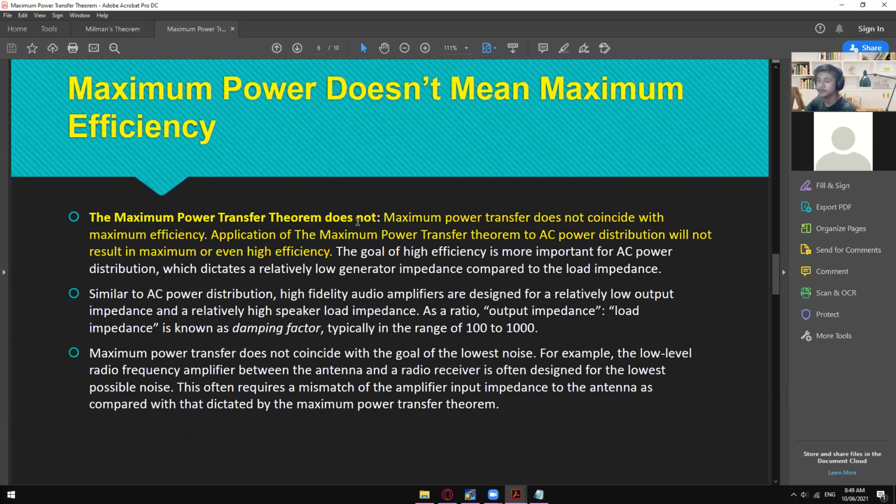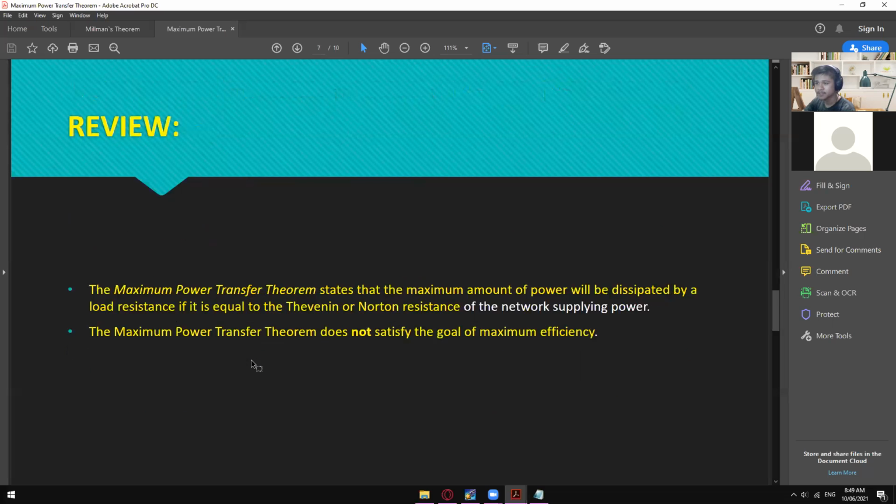So the maximum power transfer theorem does not coincide with the maximum efficiency. Application of the maximum power transfer theorem to AC power distribution will not result in maximum or even high efficiency. It only works if your circuit itself is an amplifier, like it's amplifying 10 volts to 20 volts, with the use of certain components, of course. And then what else? Nothing that important in here.